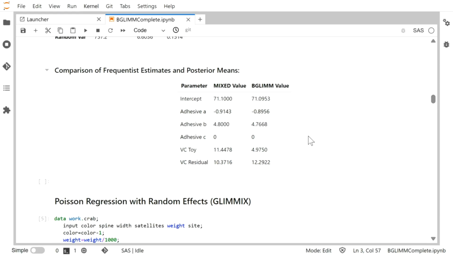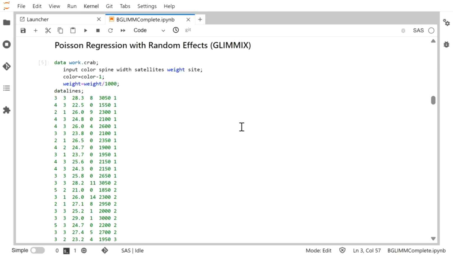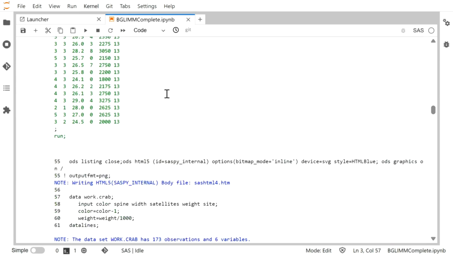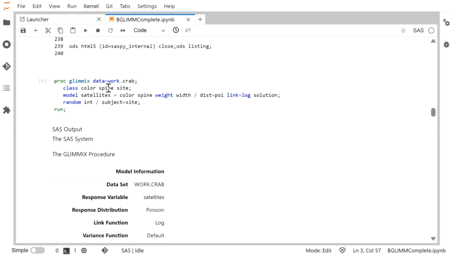Kind of cool, right? And did you also see how fast that went through? That's another bonus too. Here's a GLIMMX call. So let's look at a horseshoe crab data set. I've got the data right here for you. And here's my GLIMMX call.